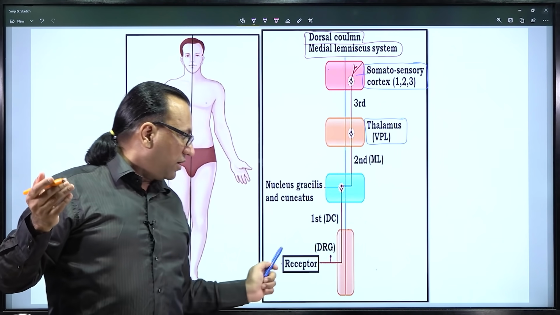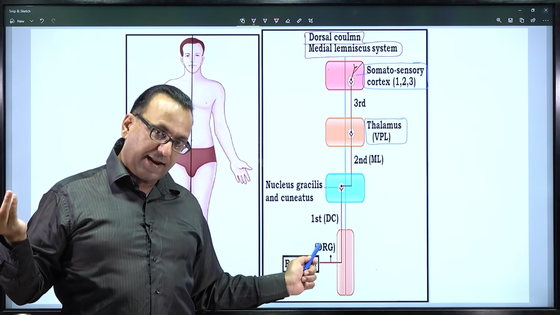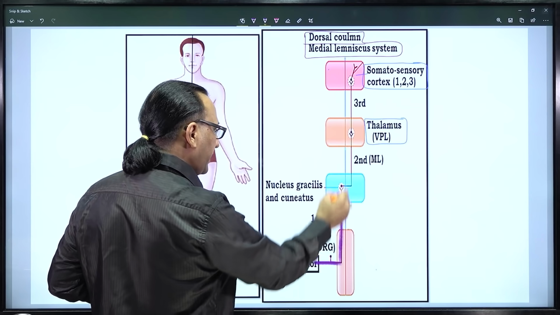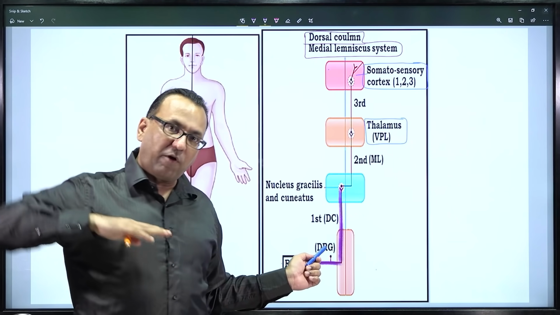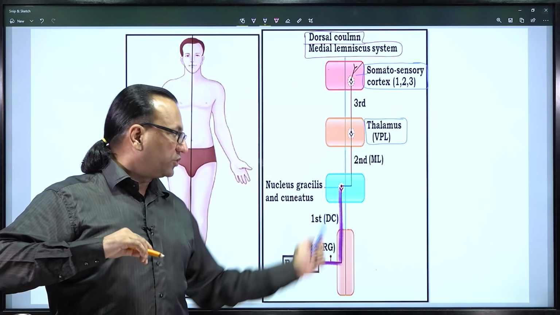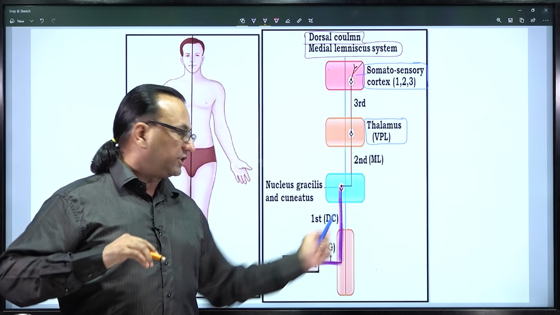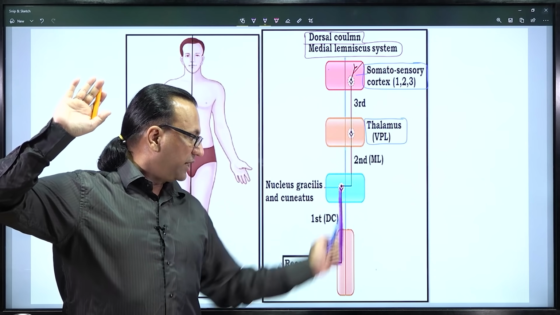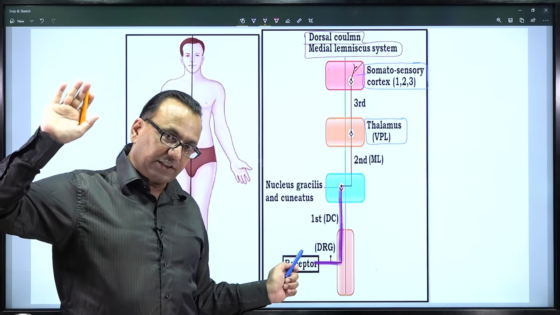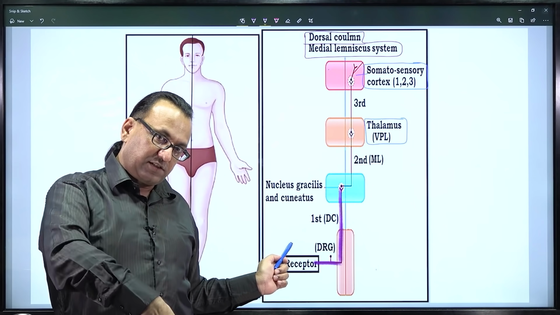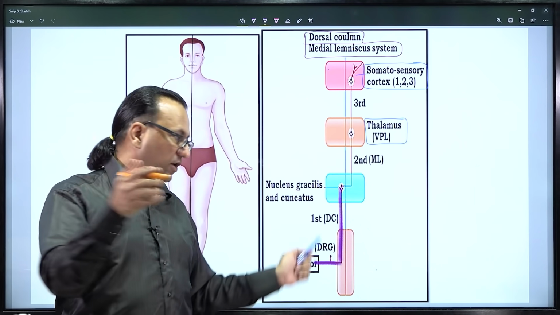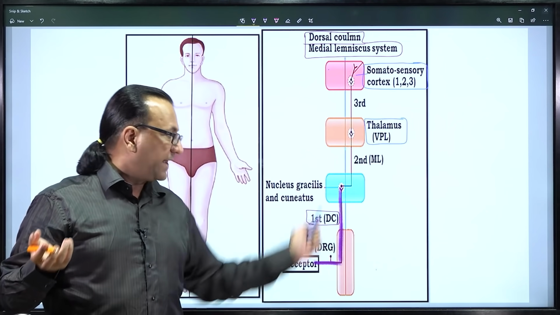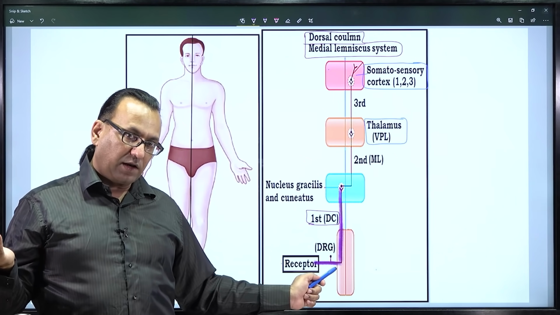The first order neuron to receive is the dorsal root ganglion, and it depends whether the information is coming from the lower limb or the upper limb. If it is body below diaphragm, you will have the dorsal column running as the fasciculus gracilis, and if it is above the diaphragm, like upper limb sensation, then the information runs by fasciculus cuneatus. This fasciculus cuneatus and fasciculus gracilis together make the dorsal column, and this dorsal column is the first order neuron running on the same side of the spinal cord.